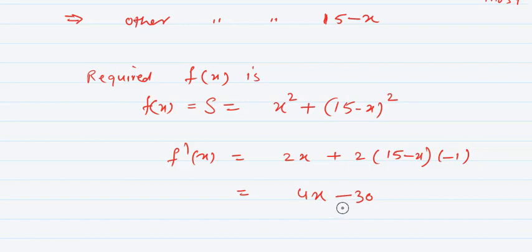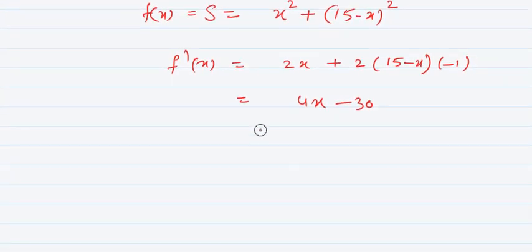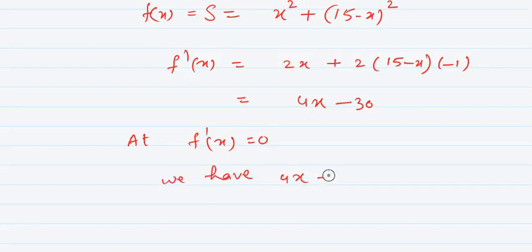Now what is step number 2? Step number 2 is to calculate the value of x at f dash x is equal to 0. At f dash x is equal to 0, we have 4x minus 30 is equal to 0, which implies x is equal to 15 upon 2. Okay, this is step number 2.